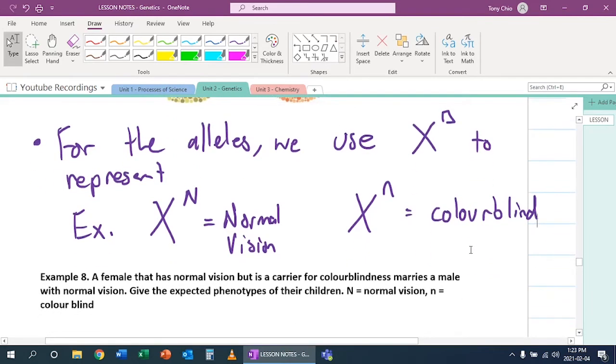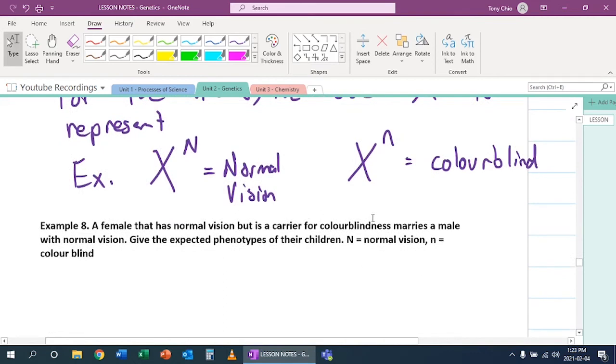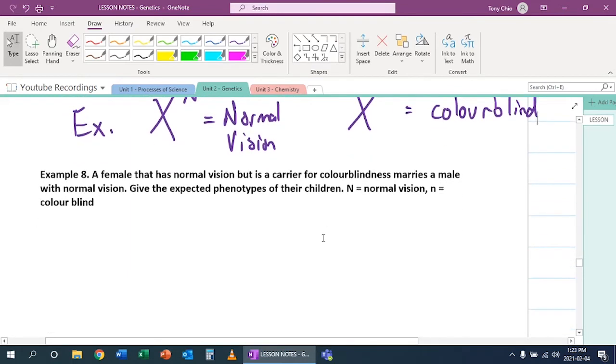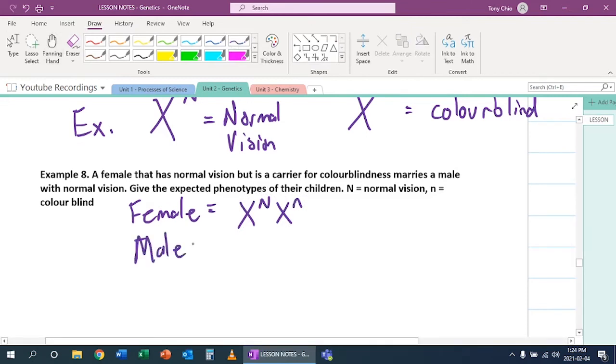All right. So a female that has normal vision but is a carrier of colorblindness marries a male with normal vision. Give the expected phenotypes of their children. So a female with normal vision but a carrier of colorblindness, what does that mean? Well, a female would have these alleles for their sex chromosomes: X capital N and X lowercase n. Why? Because a female has 2 X chromosomes, but one of the X chromosomes has normal vision, the other one has colorblindness. The male having normal vision will only be X capital N Y. Remember, males are XY chromosomes.